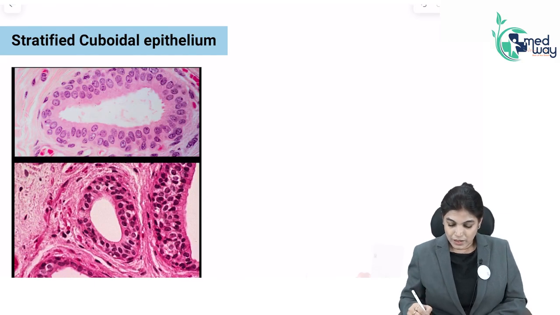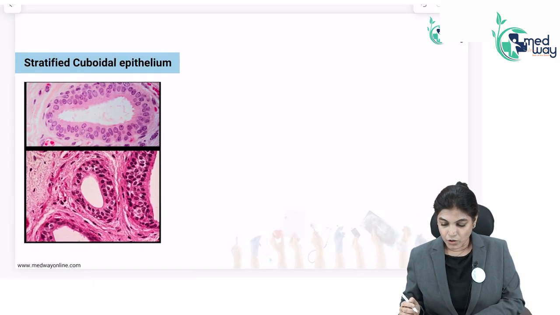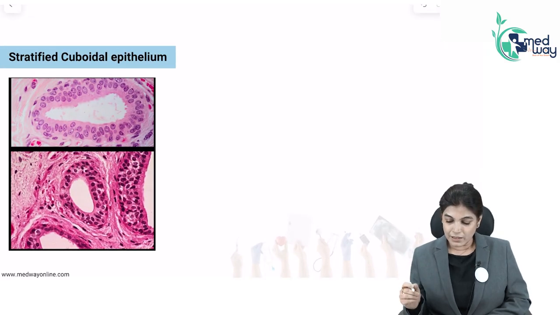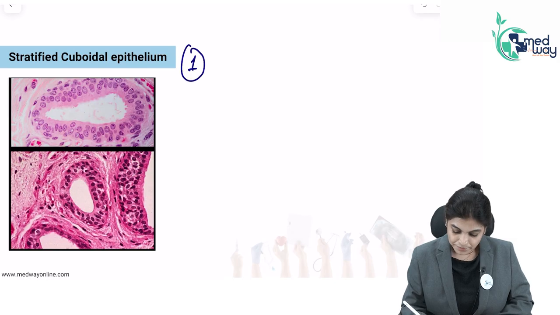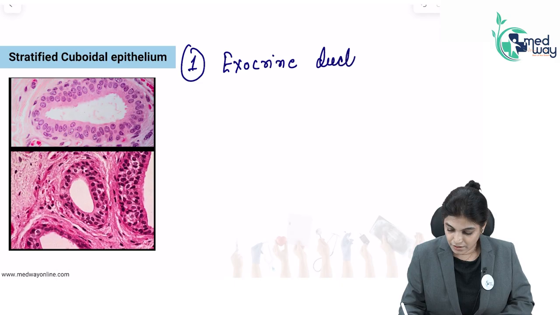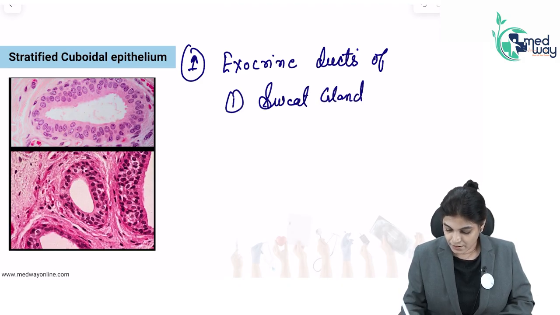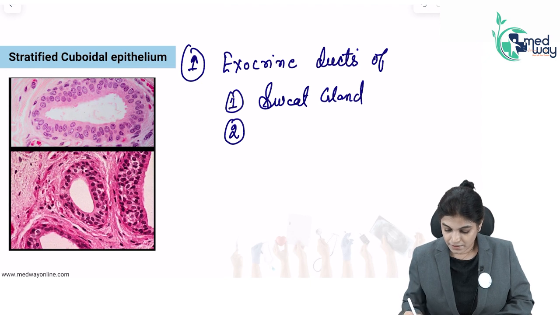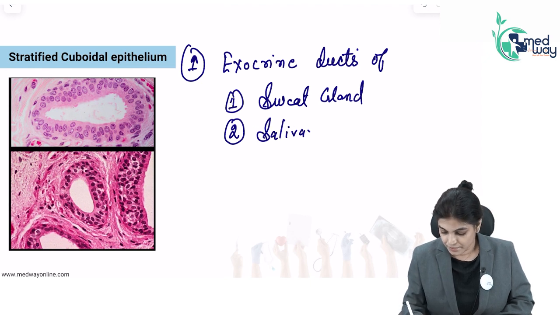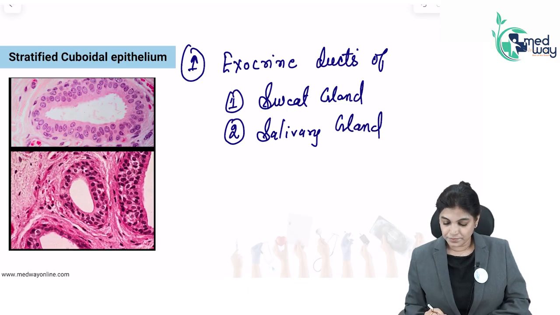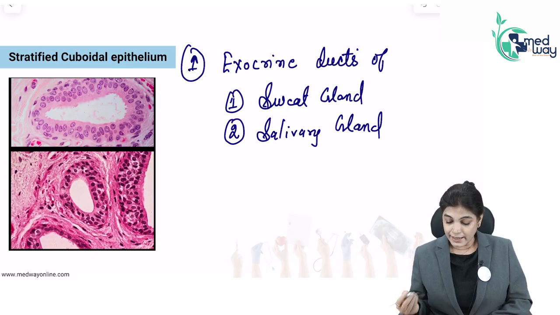Now, I just want to give you the example. So, let's write the example of stratified cuboidal epithelium. The examples of stratified cuboidal epithelium are the following. It is present in exocrine ducts of the sweat gland, salivary gland, lacrimal gland, all.